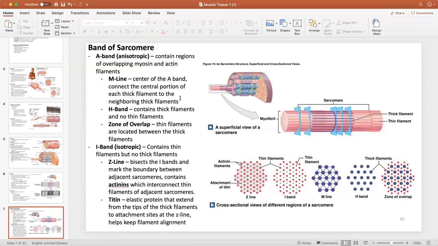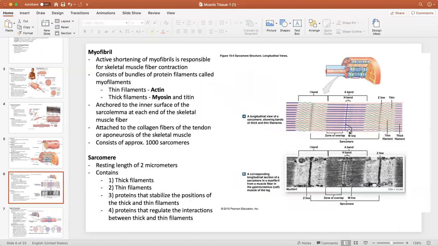So when we talk about the bands of the sarcomere, we start with the A band. Okay, so the A band contains regions that overlap myosin and actin. Okay, so the region that overlaps. The M line is the center of the A band. Okay, back to this one, we can see too. This is a good look too.